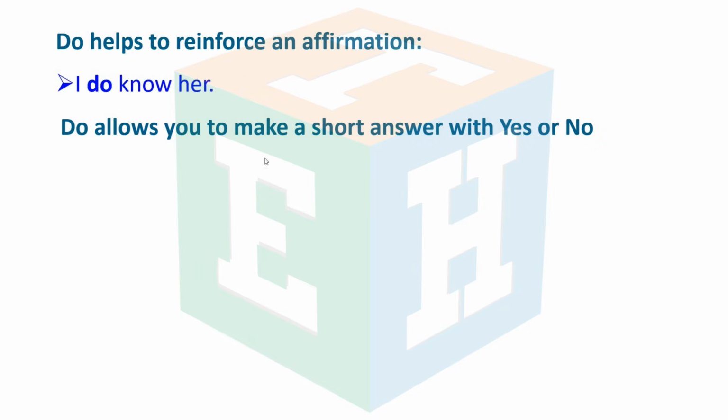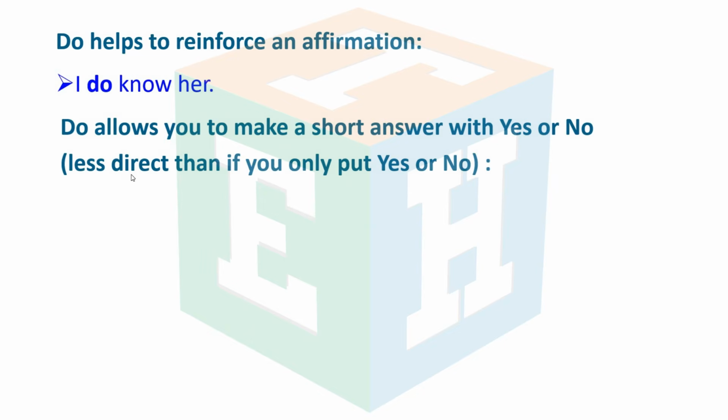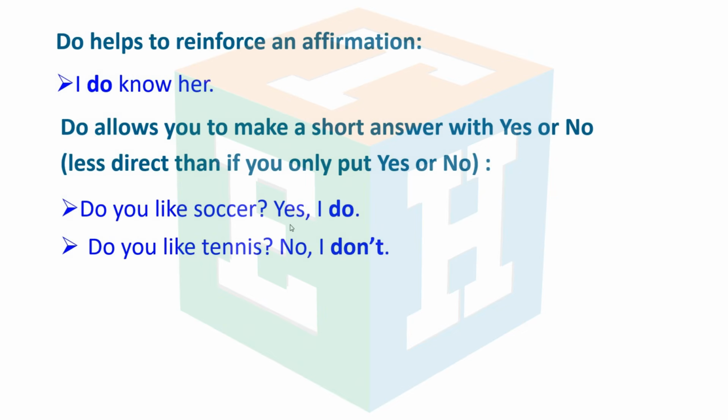Do allows you to make a short answer with yes or no, less direct than if you only put yes or no. Do you like soccer? If you like, you will say, yes, I do. Do you like tennis? No, I don't.